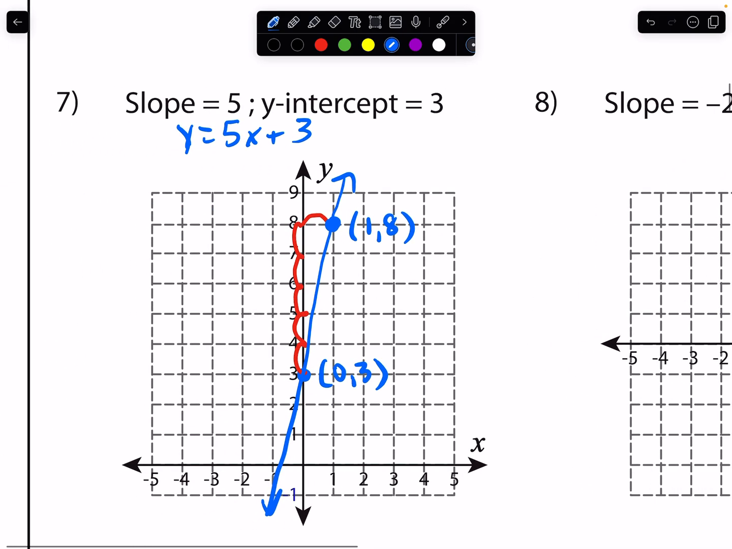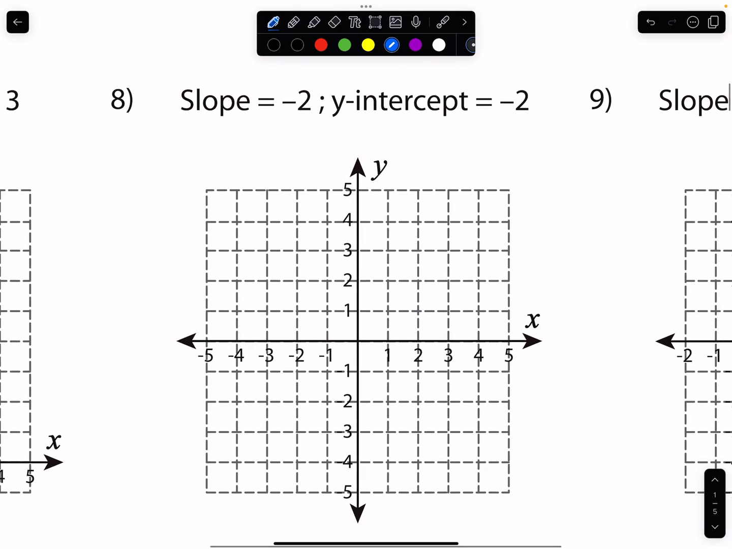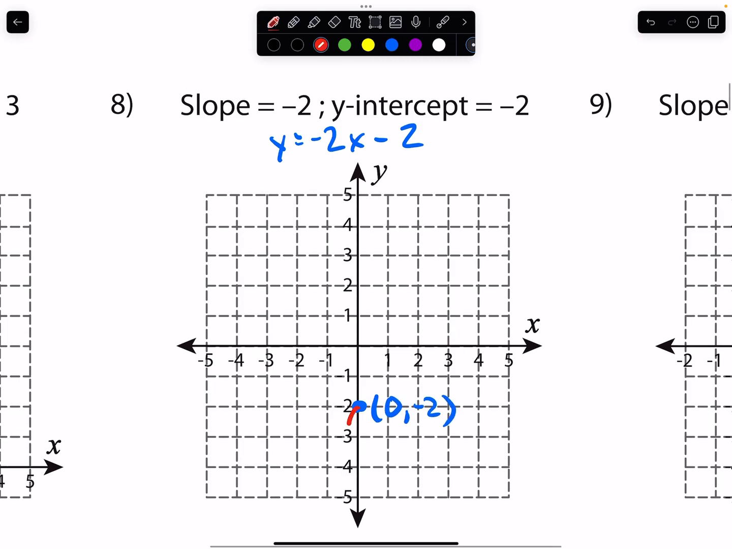Okay, push pause, check. Number 8, y equals -2x minus 2. So my y-intercept is 0, -2. My slope is down 2 because it's -2, forward 1. So my next point will be 1, -4. And you can kind of continue that little pattern on your line. Push pause, check, make sure that you're good.